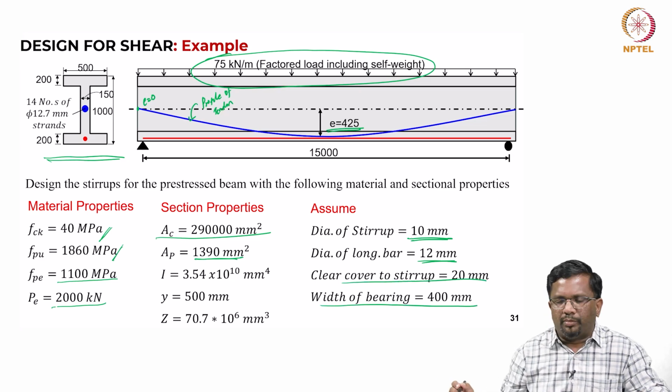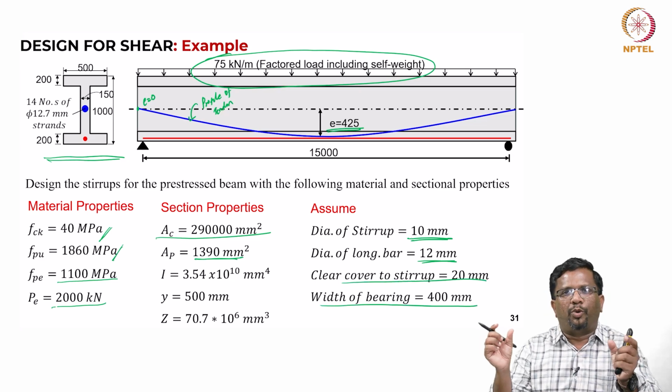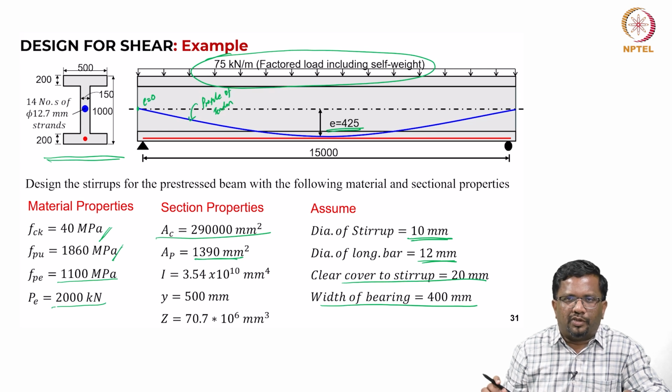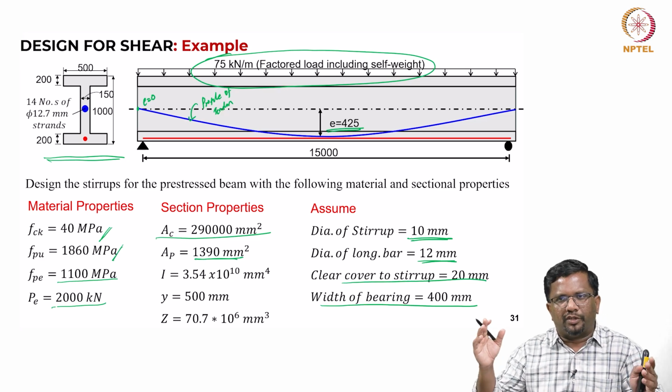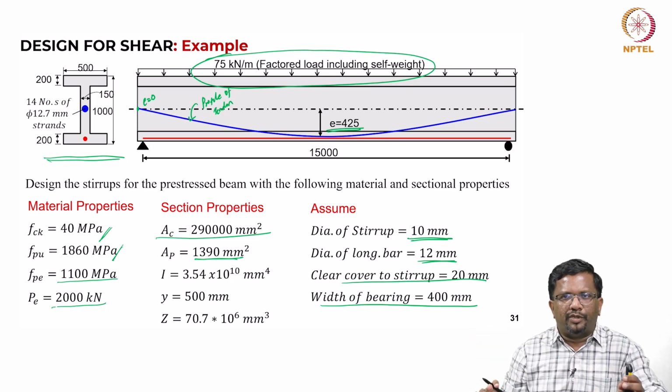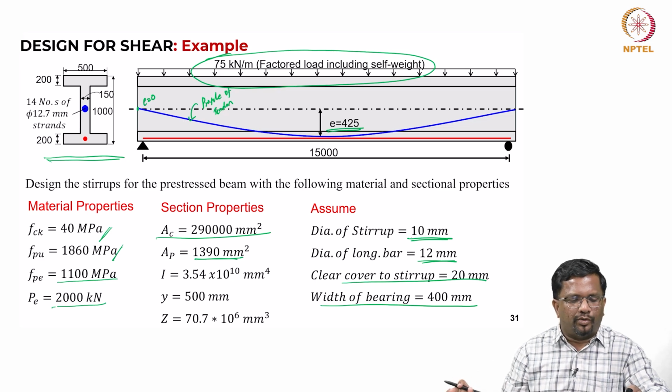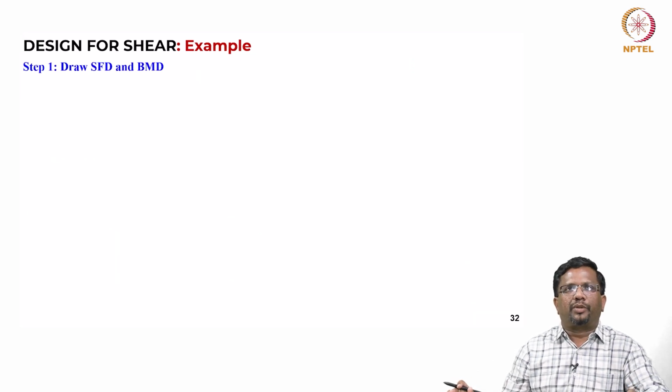Width of the bearing I am taking. What is the width of the bearing? It is the support width, how the beam or the girder is supported on a supporting element. So, let us say this is a bridge girder sitting on the bridge pier caps, and you also put an elastomeric bearing. Let us say that the width of the bearing is 400 millimeter.